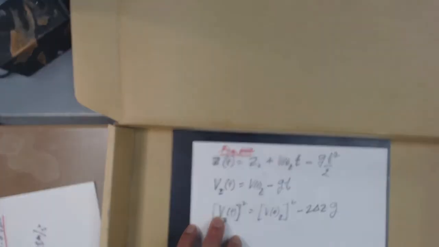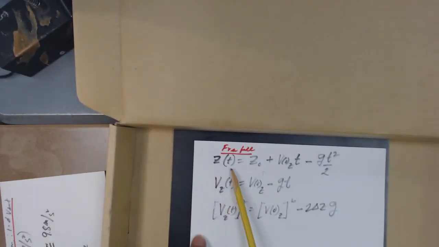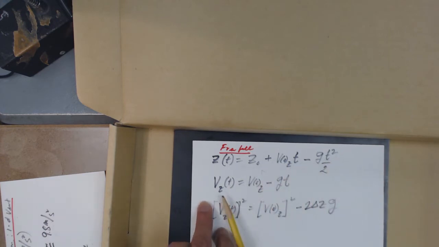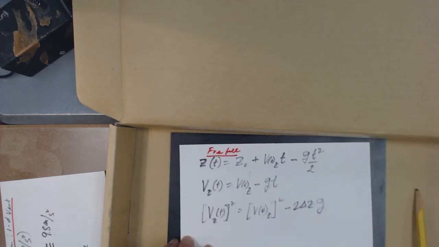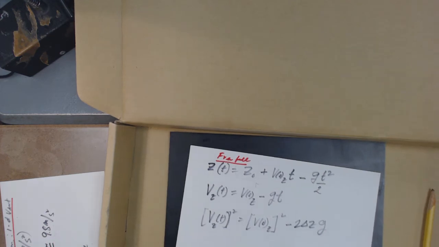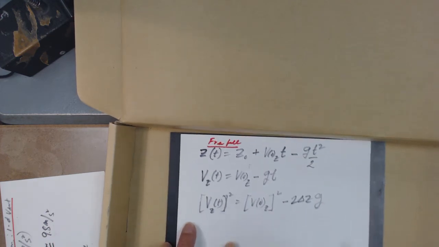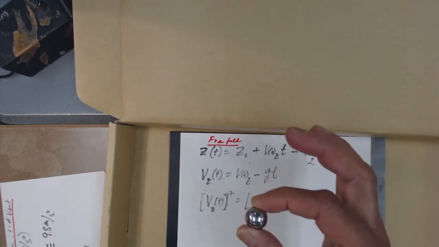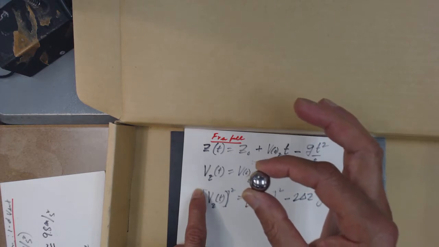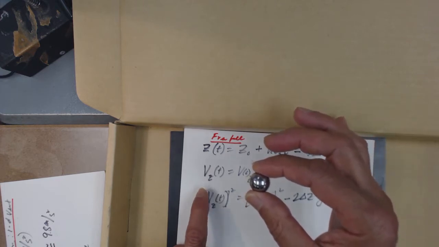To the other equations. Free fall equations: z of t is z0 plus v0z t minus g t squared over 2, and v z of t is v0z minus g t. All of these, g and all that, what does that mean? Let me show you this. I want to find the velocity, only the vertical velocity of my marble, at some time later.